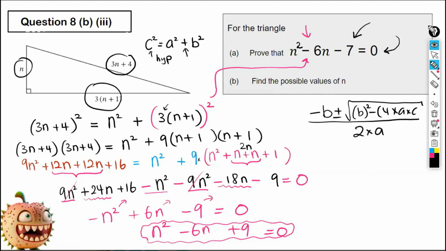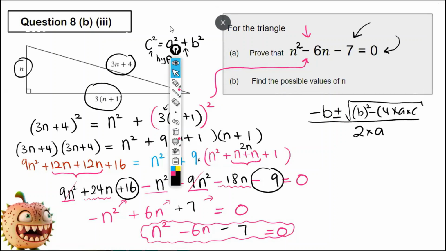Somebody said I made a mistake. I think I did. It's over here. I forgot, 16 minus 9 is how much? 7, right? 16 minus 9 is 7. So when you throw everybody on the same side, you'll get minus 7. Thank you for correcting me. All right, so solve this quadratic and let me know what you get.